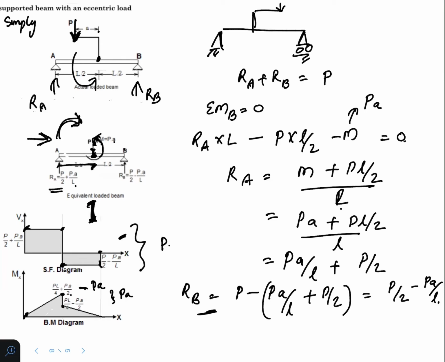So that much fall will be there, and we will have a moment here as PL by 4 minus Pa by 2. So after that, this point is a hinge support, so we will have 0 value here. So joining this, this will be our bending moment diagram. Okay, so this is a sagging case, so we will draw it upward as positive. So that is it.